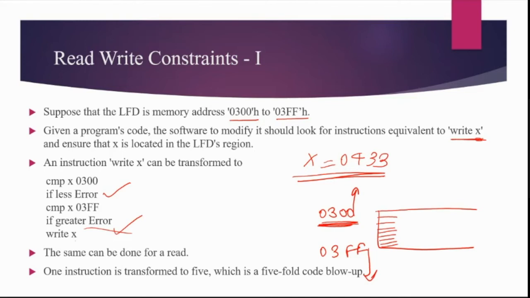Whenever there is a memory reference, we will check whether this memory reference is within the boundary of the assigned LFD or not. If not, there will be an error. If yes, then the program executes. Okay. Now, what is the problem with this? The problem is it is a 5 times code blowup. Each line you are converting into 5 lines, 100 into 500, and so on and so forth. Okay. So it is too much in that sense, not very efficient, and the increase in code size is also very high. So can we do any better?